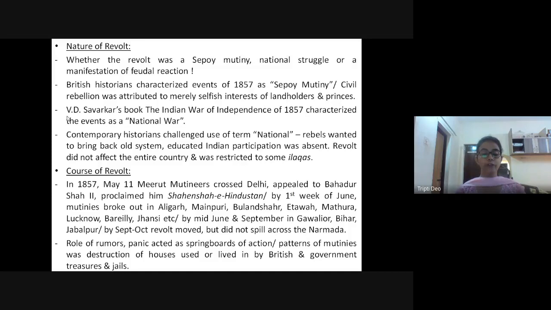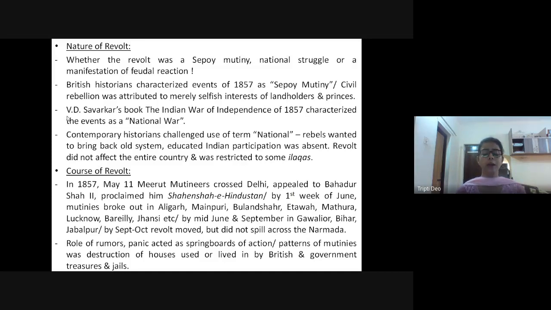There was also a role of rumors and panic that acted as springboards of action. For example, among the people who were revolting, there was a rumor that ab to British rule ant ho raha hai. So this acted as a catalyst, a springboard for more action. There was also panic that our land is going. So there were a lot of knee-jerk reactions happening because of the rumors and panics that acted as springboards of action.